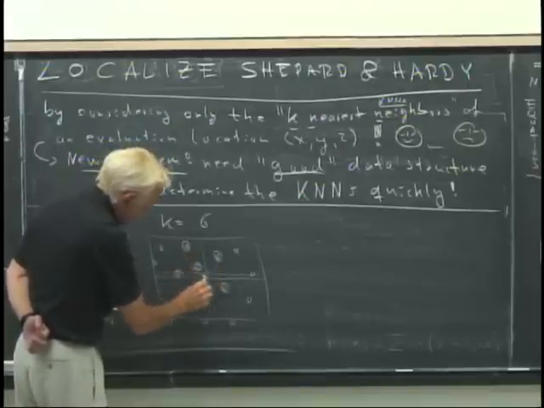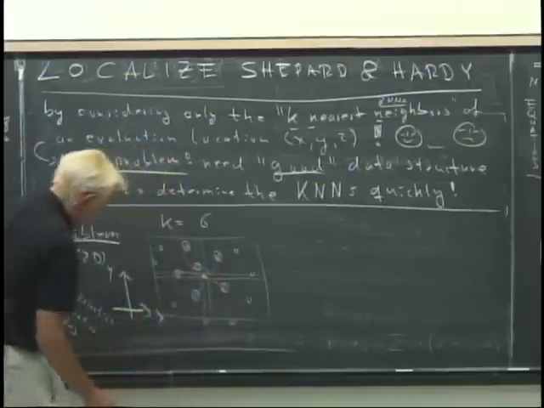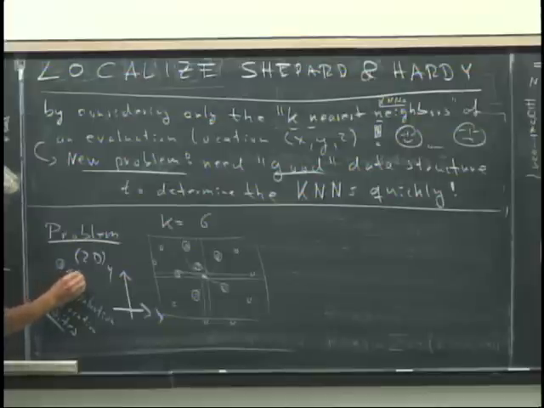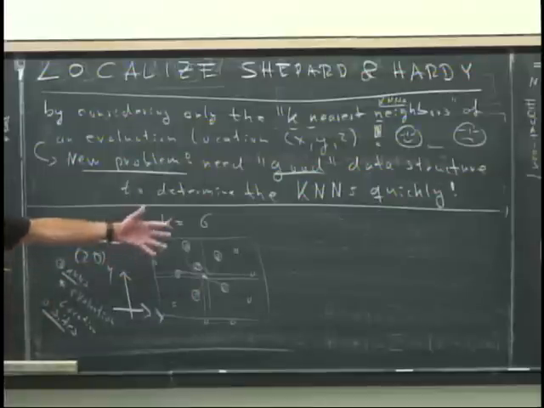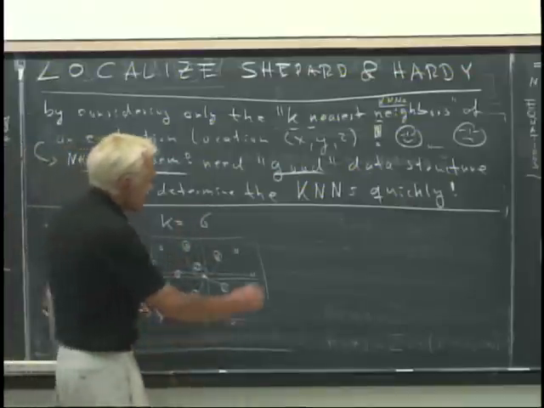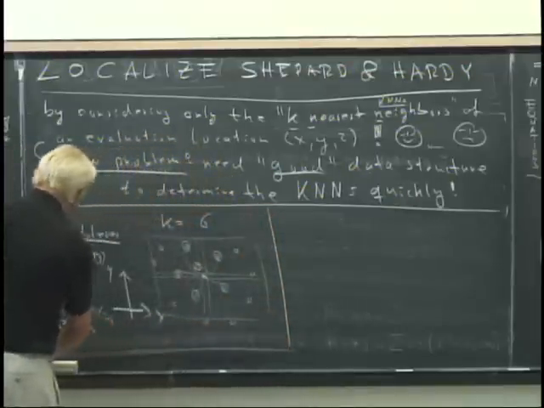So these guys are the KNNs that I want. KNNs, the double circles. KNNs of the evaluation location, and the single circles and also the double circles are the original sites.